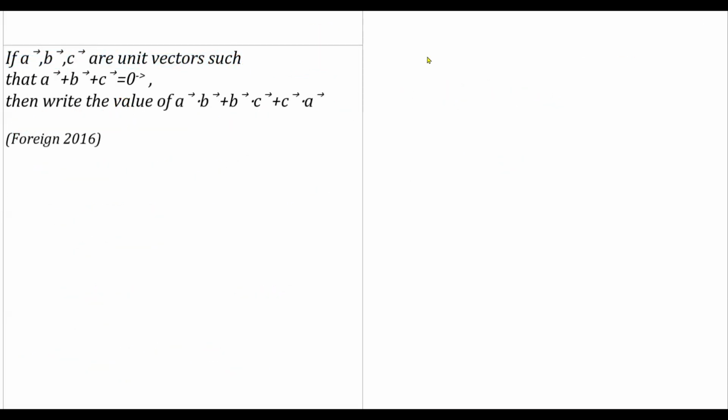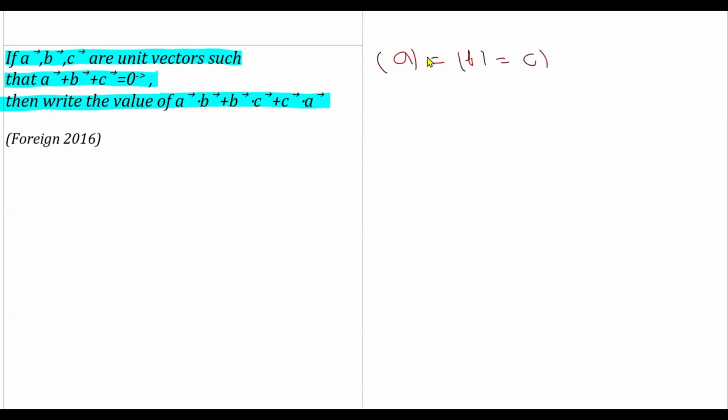In the next question, we have a question where it says a vector, b vector, and c vector are unit vectors. So all three are unit vectors, that is, their magnitude is 1. And their sum is given as 0. We have to get the value of a dot b plus b dot c plus c dot a. Now, first thing we can do here is write that the magnitude of these three vectors is equal to 1, right? These are unit vectors, so I wrote their magnitude as 1. What else do we know? That a plus b plus c, the sum of these three vectors, is given as 0. So the square of their magnitude will also be equal to 0.